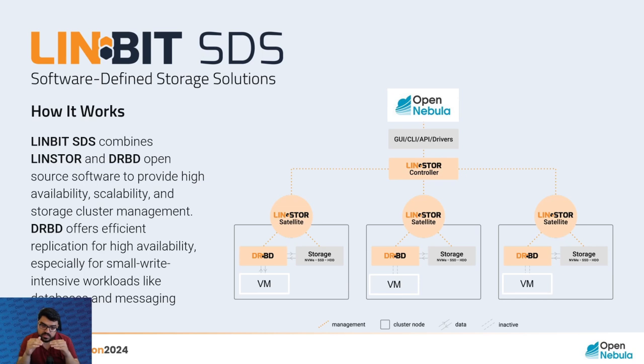Because DRBD is handling the data lane. So when you want to have a replicated VM disk, the engine that does it is DRBD. And it's completely separated from LINSTOR.